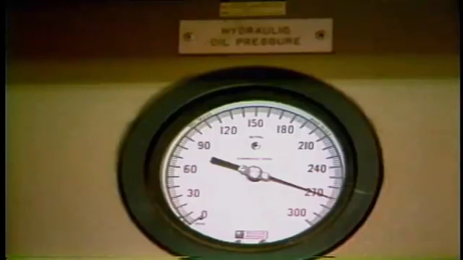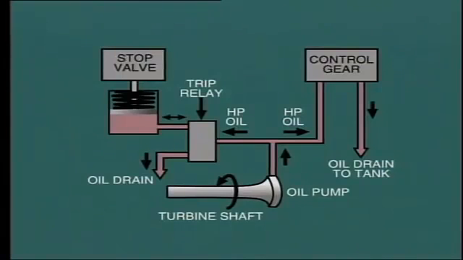All of these different types of governors still require high-pressure hydraulic oil to actuate the power cylinder and consequently provide movement to the turbine control valves. The same hydraulic oil supply is used to operate the turbine stop valve. One common arrangement is shown here.